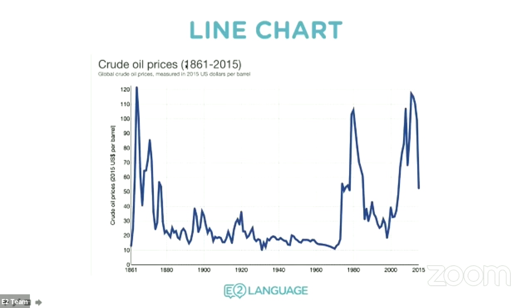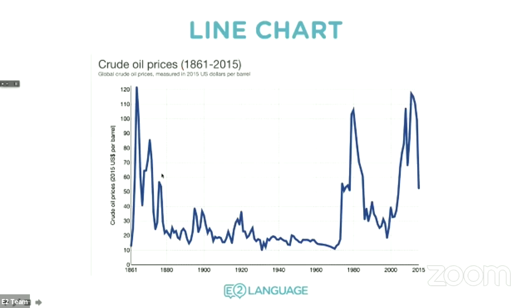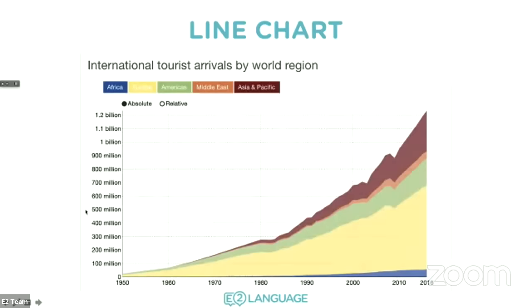Cool. What you may have done is you may have just gone straight to this because it's a part of the title. That's fine. You could have said this line chart represents crude oil prices from 1861 to 2015. There's a little subtitle here, in US dollars per barrel, so you could include that extra little bit of information. Fine. Here's another line chart. It's exactly the same except it's filled up. So let's do this one.